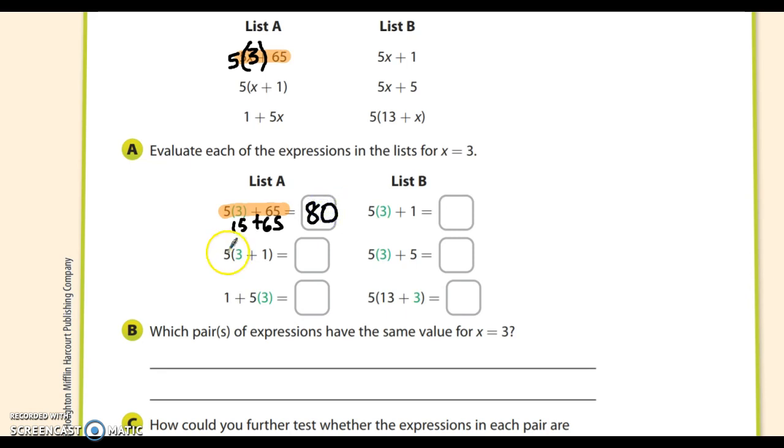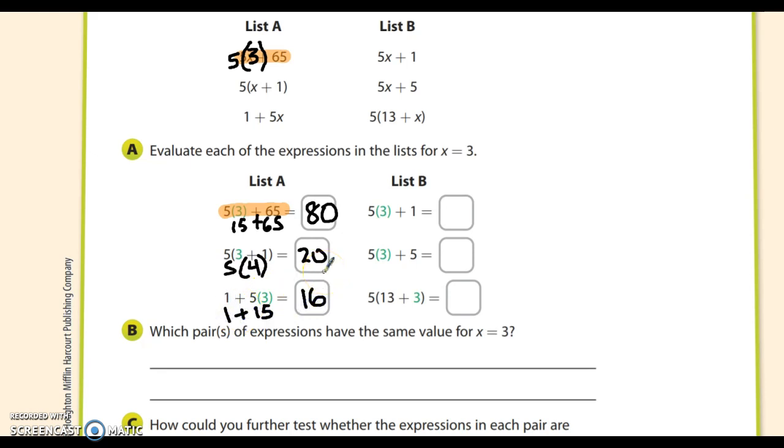The second one, we change x to 3, and we do 3 plus 1 first. It's inside parentheses. We get 4, and then 4 times 5 is 20. And the third one, we multiply first. We get 5 times 3, that's 15, and 15 plus 1 is 16.